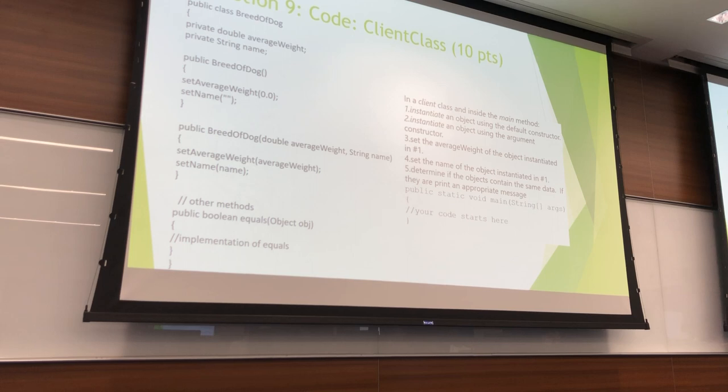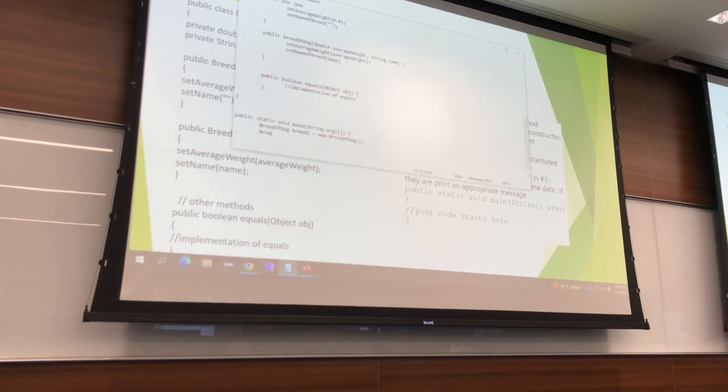Part two. Now we're supposed to instantiate an object using the argument constructor. Notice that the argument constructor takes a weight and then a name. So I'll do breed of dog, and I'll actually name this Siberian Husky because I have a Husky and he's cute. Equals new breed of dog. But now I want to use the argument constructor. The argument constructor is right here, and it takes a weight and then a name. So the average weight of a husky is somewhere around 75.4 pounds. At least that's what my husky weighs. He's not unusually big or small. And the name of the breed would be Siberian Husky.